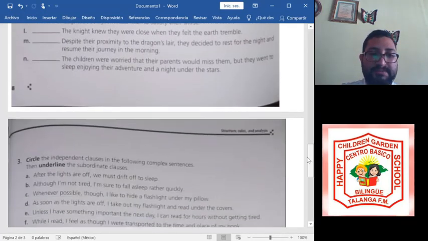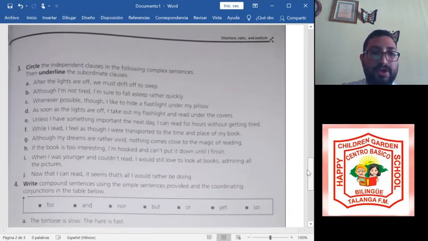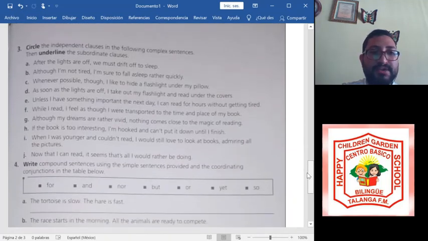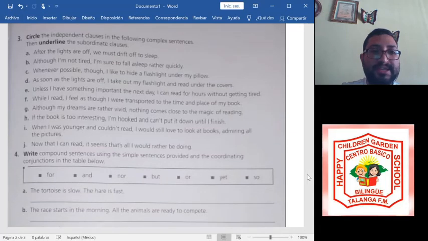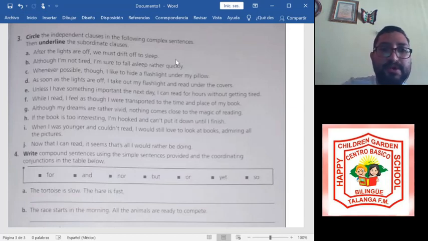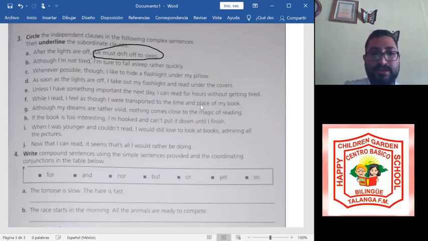Now, in the next page, page 9, we're going to circle the independent clause in the following complex sentence. After the lights are off, we must drift off to sleep. So in this case, we're going to look for the clause that can stand by itself. After the lights are off is missing information, right? What happened? We must drift off to sleep. We're going to circle, we must drift off to sleep. And so on.